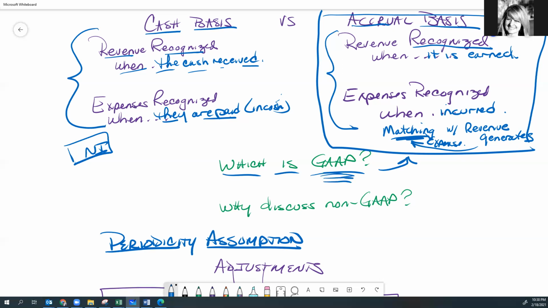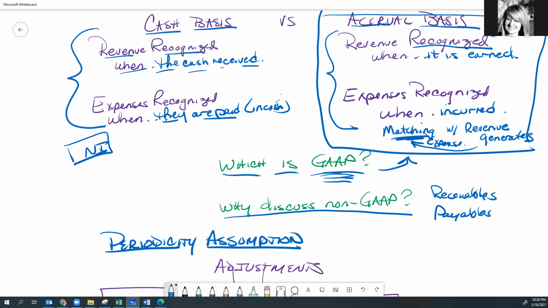So my question is, why should we even be discussing the cash basis if it's not GAAP? We're going to spend all semester talking about GAAP. So why should we even be discussing this? Really, because there are lots of small businesses that use the cash basis of accounting, and it can be an acceptable basis as long as your receivables and your payables are not material.